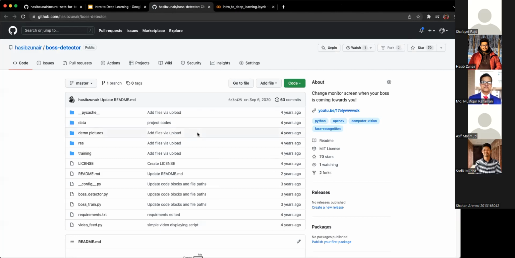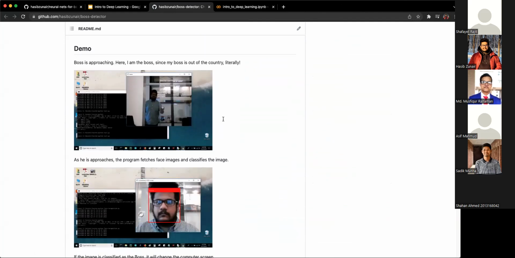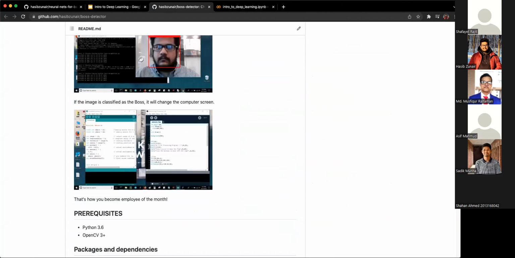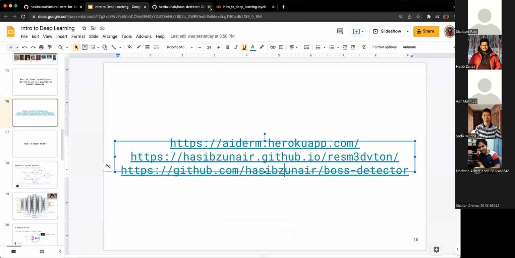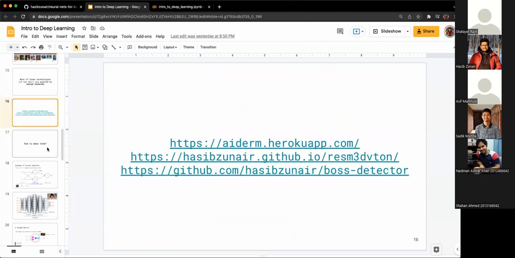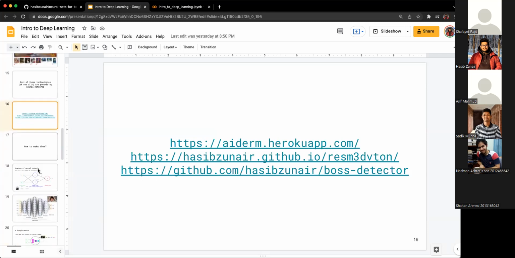And lastly, there's also this one. This is a boss detector using facial recognition. This is a fun project which I did, where the idea is that if your boss is somewhere around, it's going to automatically change your computer screen to show a bunch of code, so that your boss knows that, okay, this guy's working really hard, whereas you're maybe wasting time watching YouTube videos or something. So that's a fun project that I did. You can also check that one out. So yeah, these are some applications which I've shown in the context of the real world, and also some of the stuff that I did.